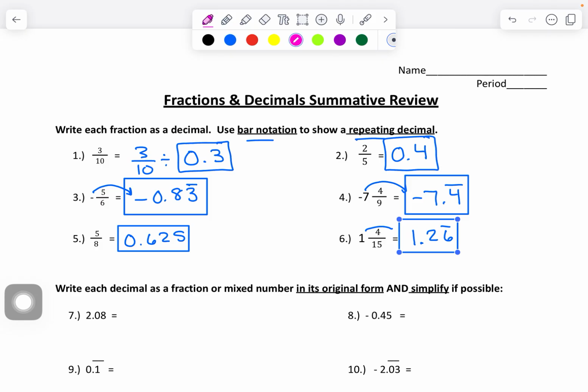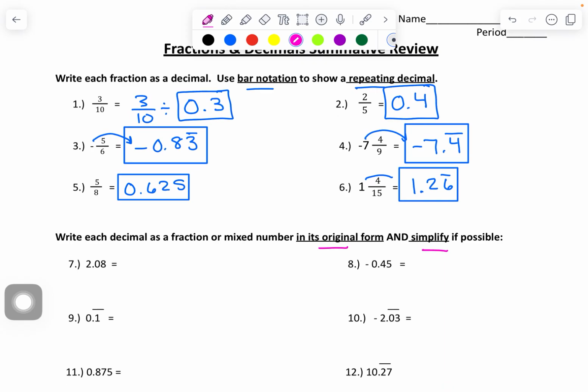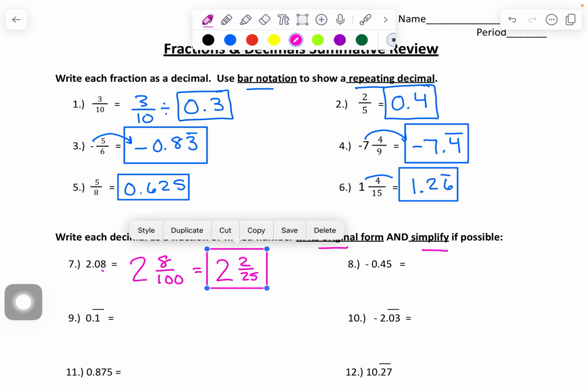The next one says, write each decimal as a fraction or mixed number in its original form and simplify. You are going to get points for both pieces. So if I look at the first one, it is a terminating decimal. With terminating decimals, you write it like you read it. So this would be 2 and 8/100ths because the 8 is in the hundredths place. That's my original form, and now I simplify it. So I put 8/100ths in my calculator, and I will find that simplifies down to 2/25. You can use a calculator on your summative. No other notes or materials.